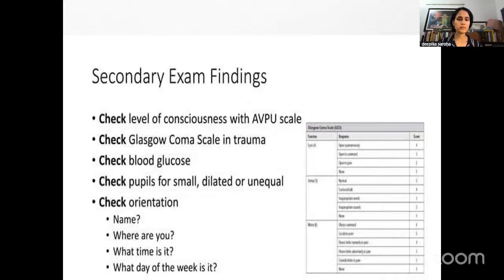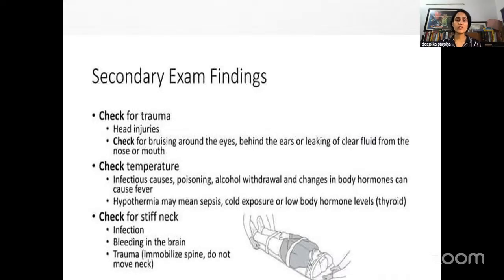Check for trauma or any injury, be it at the head, the neck, cervical spine, or any bruising around the eye, behind the ear, or leaking of clear fluid from the nose, mouth or ear. Check the temperature, because it helps you tell whether there is an infectious cause, poisoning, or alcohol withdrawal, which eventually changes your hormonal levels and causes fever. Hypothermia means the patient can have sepsis, cold exposure, or low hormones such as in thyroid patients. Hypothyroid patients can present with this.